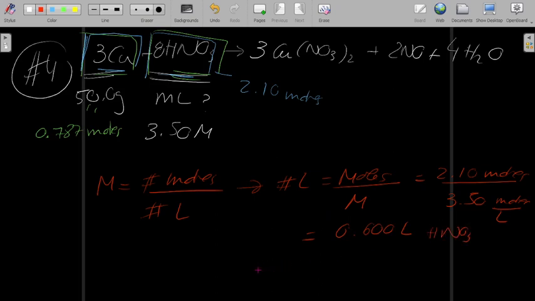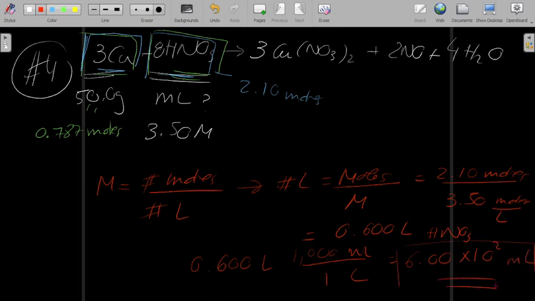And then what? Well, you're not done yet, because they don't want liters, they want it in milliliters. So translate that. 1 to 1,000. Multiply by 1,000, you find out how many milliliters of that acid you needed to react with the 50 grams of the copper.